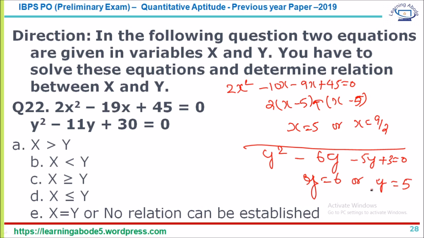So in this case x is 4.5, let's say 9 by 2, it is 4.5. So if x and y are 5, then they are equal. Otherwise x is less than y. So the answer is answer option D for question number 22. Answer option D.